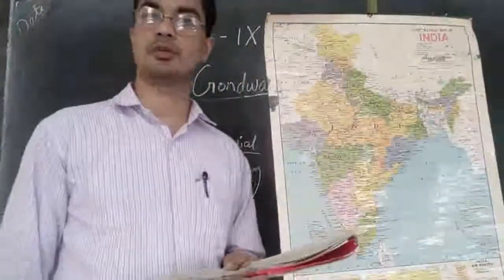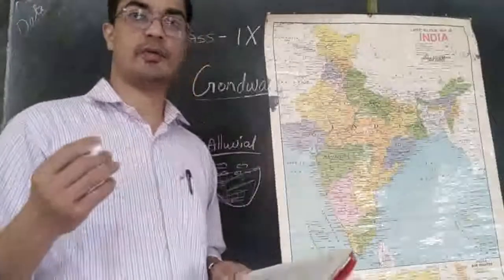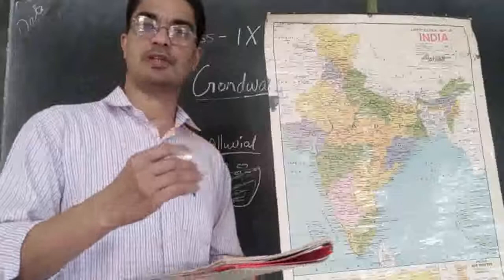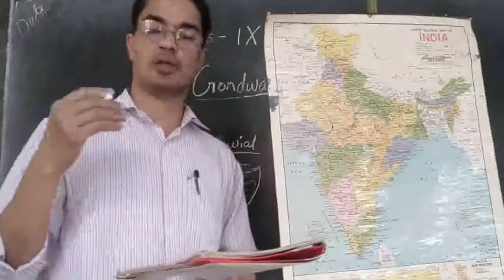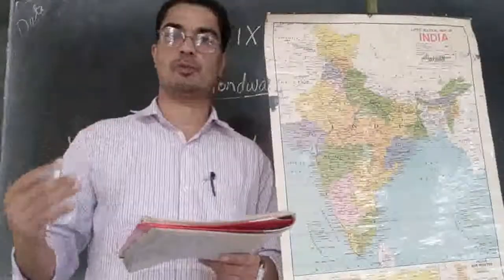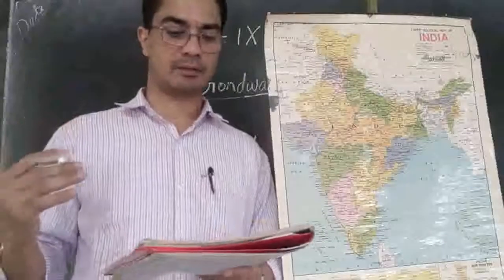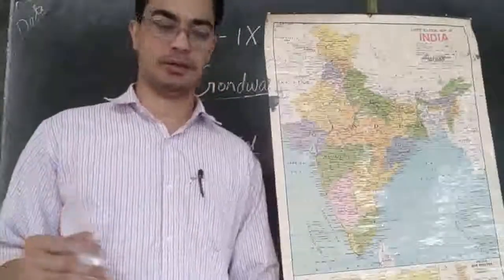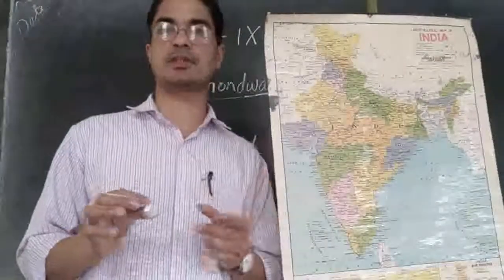So we shall wind up for today, and in the next class we will learn one by one the different physical features: the Himalayas, the northern plains, the Peninsula plateau, the islands, the Indian deserts, the coastal plains, all that. So we have six divisions.